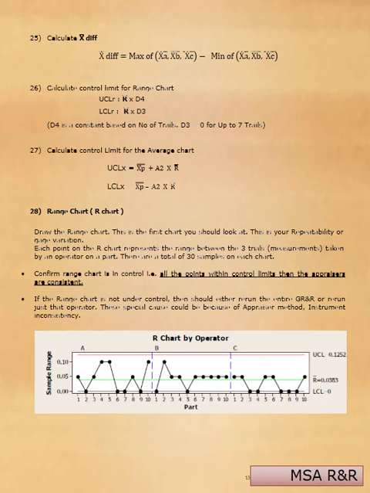Please confirm the range chart is in control. That is, if all the points are within control limits, then the operators are consistent. If the range chart is not in control, then you should either rerun the entire gauge study or rerun just that operator. These special causes could be because of appraiser method or instrument inconsistency.